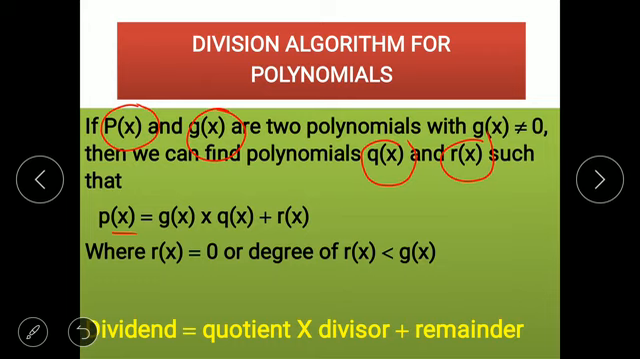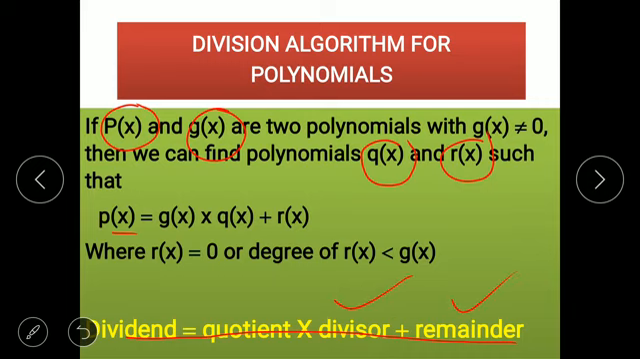We studied that in the smaller classes. In division, the number that is being divided is known as the dividend. The number by which we are dividing is known as the divisor, and the answer we get is known as the quotient, and what is remaining, which cannot be divided further, is known as the remainder. So using these terms we can get a relation, that is, dividend is equal to quotient into divisor plus remainder.